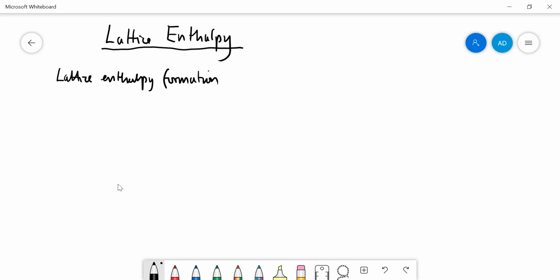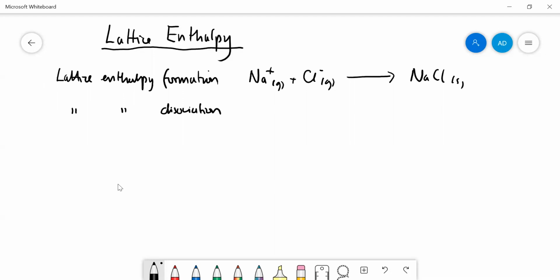and for sodium chloride that would be Na+ ions in the gaseous form and chloride ions in the gaseous form, the energy change when they form sodium chloride solid. And the lattice enthalpy of dissociation, ditto, is the opposite of that. It's NaCl solid going to Na+ ions in the gaseous form and chloride ions in the gaseous form.